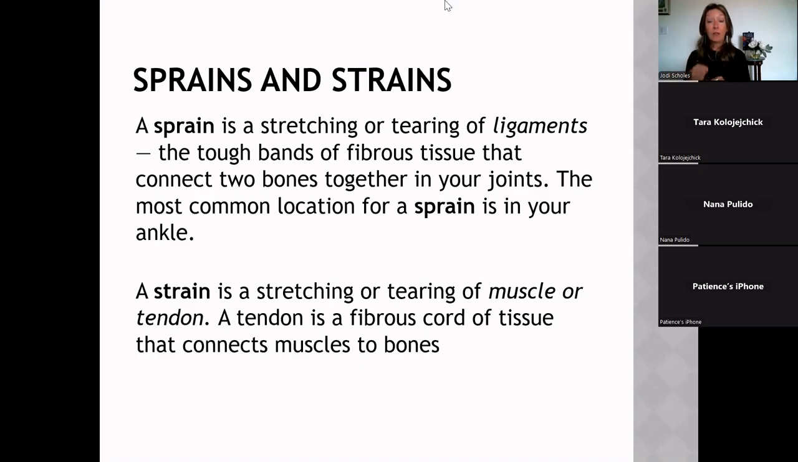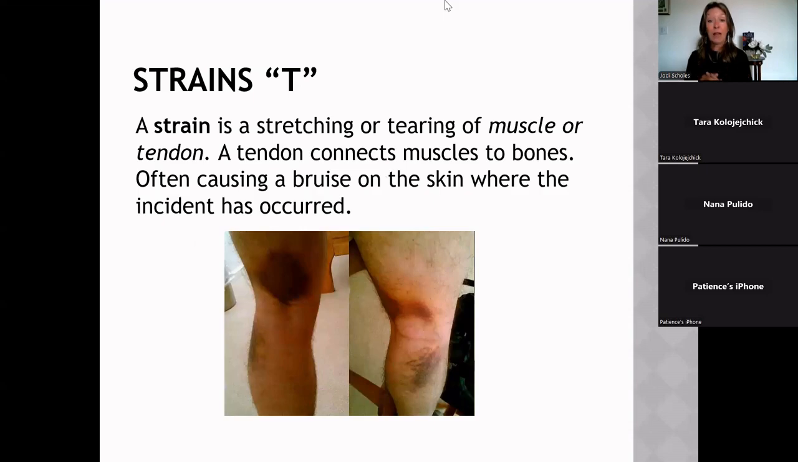Strains, with a T, strains affect the tendon. They actually affect a muscle or a tendon. The tendon is that fibrous cord that attaches the muscle to the bone. Ligaments attach bones to bones. Tendons attach muscles to bones. A nice way to remember that is that strains have a T. Strains, T for tendon. You will need to know that tendons attach muscles to bones.